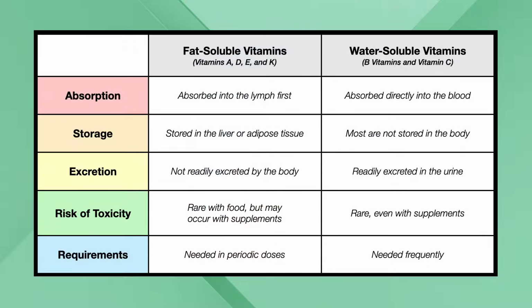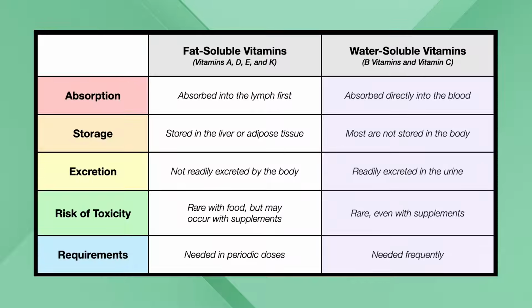This chart explains how solubility affects various characteristics of the vitamins. Fat-soluble vitamins are absorbed into the lymph first, stored in the liver or adipose tissue, and not readily excreted by the body. Because of the high storage capacity and low excretion rate, toxicities can happen. That's rare with food but may occur with supplements. Storage and excretion also affect requirements, with fat-soluble vitamins needed in periodic doses to maintain normal body levels.